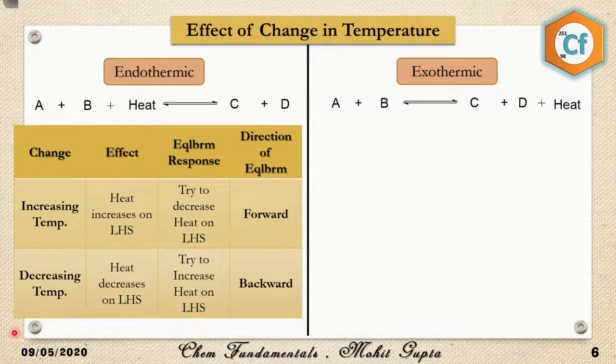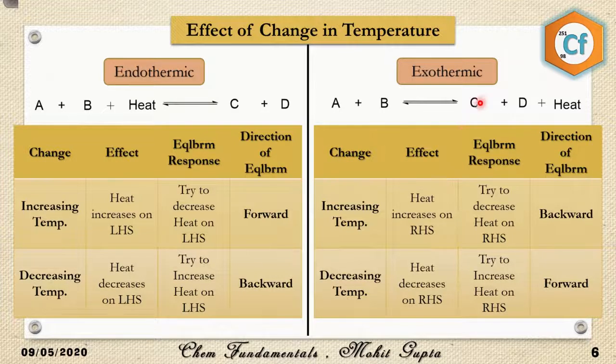The next case is if I decrease the temperature. So on decreasing the temperature, heat decreases on the left hand side. Obviously, if I'm decreasing the temperature, the heat on the left hand side would be lesser. So in that case, C and D will react with each other to form the reactants back, and the equilibrium will shift towards the backward direction. Now we'll apply the same concept here.